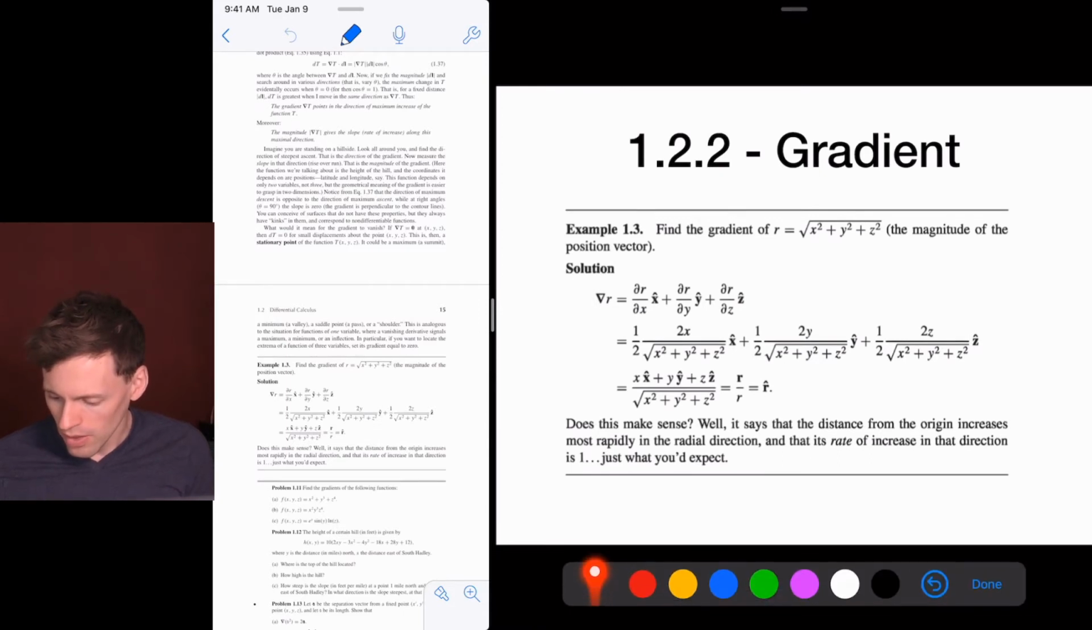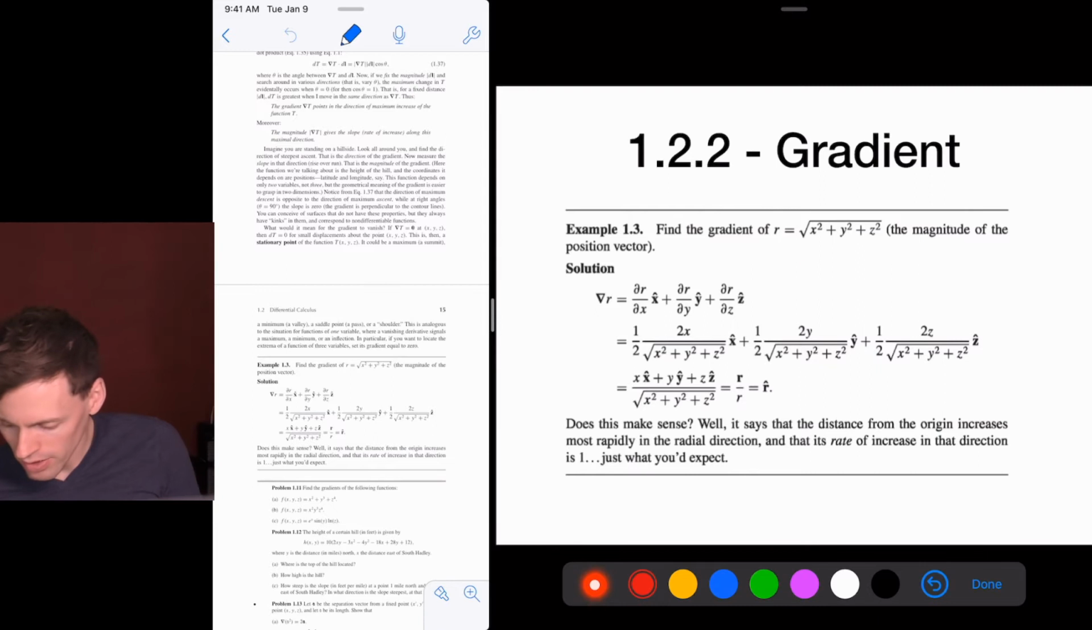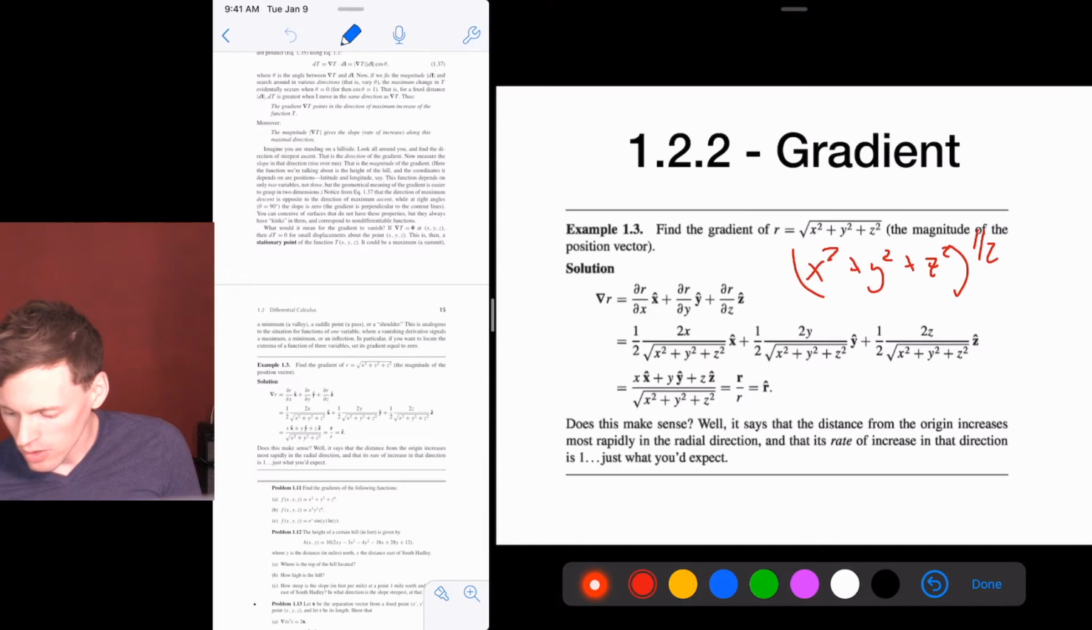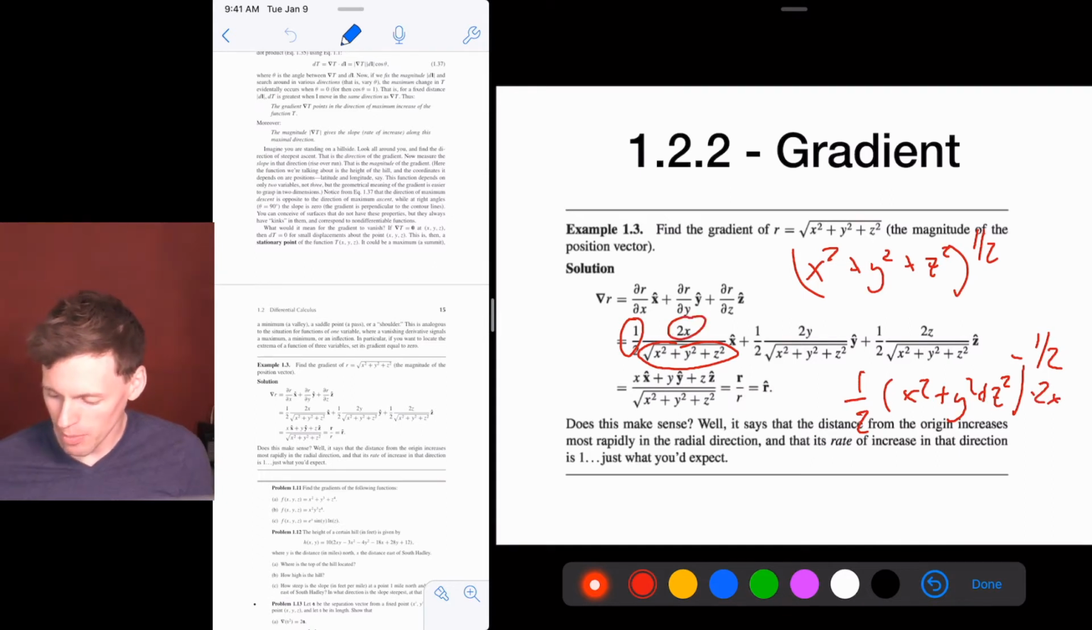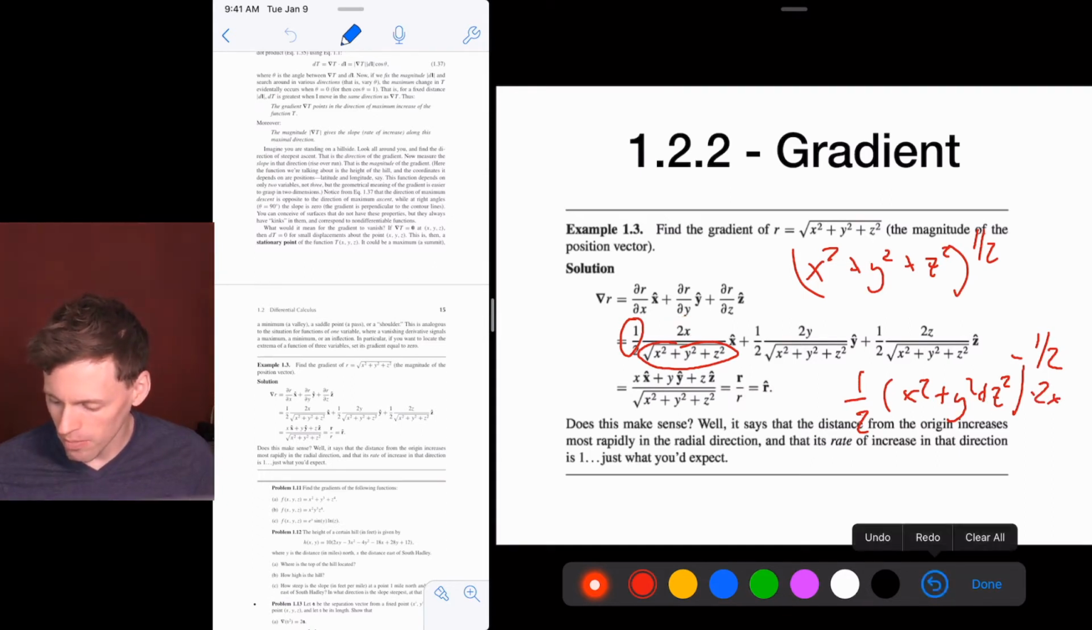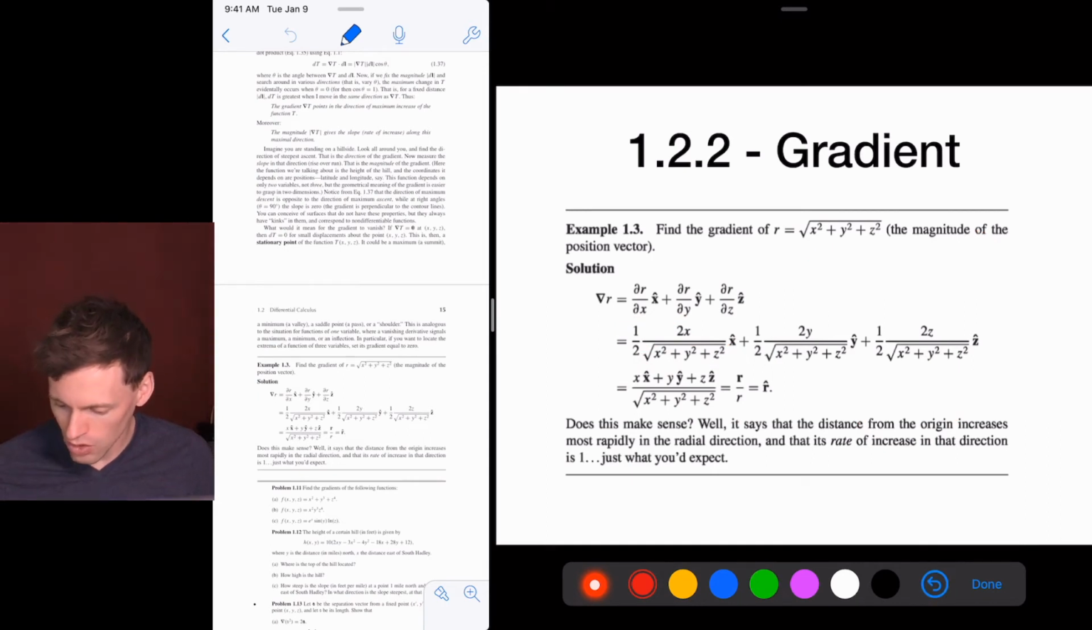So r is equal to, you can think of it this way, x squared plus y squared plus z squared to the half. To take the derivative, it's going to be a half times x squared plus y squared plus z squared to the minus a half. That's how you get the 1/2 out front, and this ends up going in the denominator. Then chain rule times 2x, so you get the 2x on top, and you repeat that for each x, y, and z, and you get x hat, y hat, z hat.